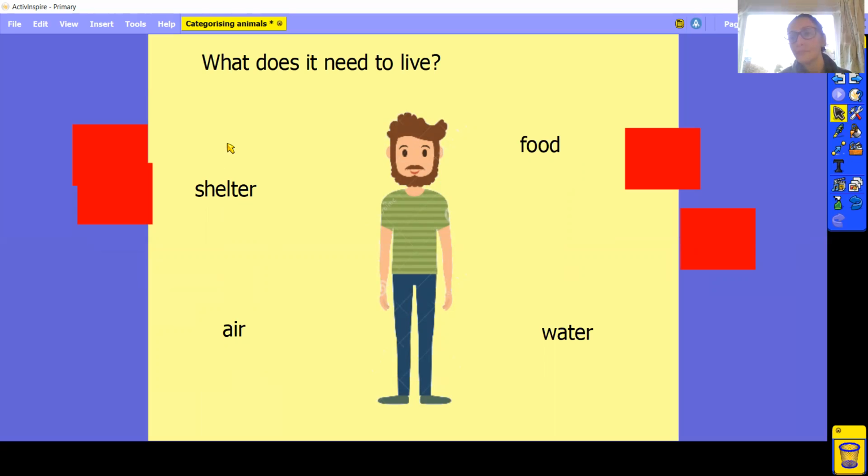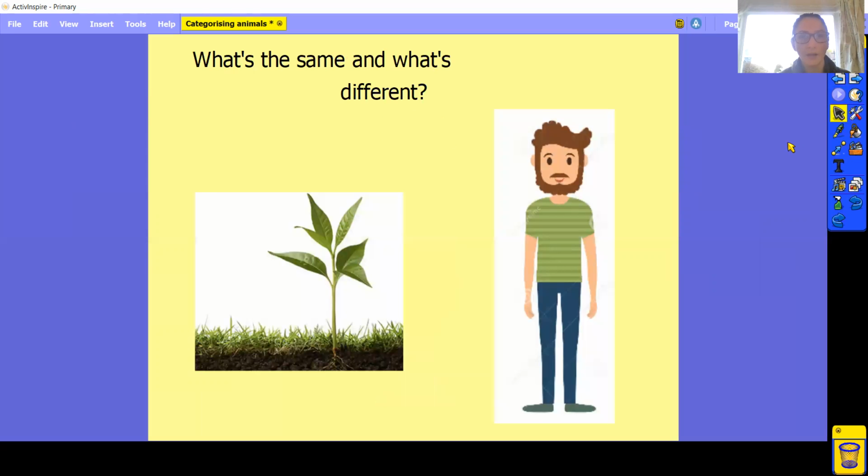So my next question for you is, what's the same and what's different? Are there any big differences? Have a think, have a pause.